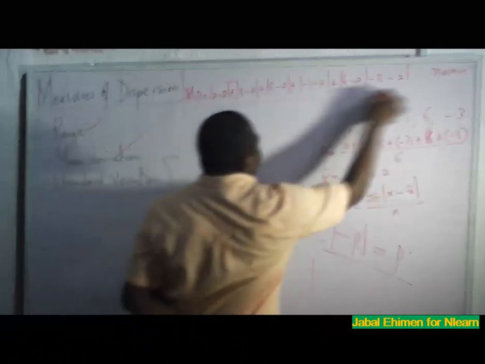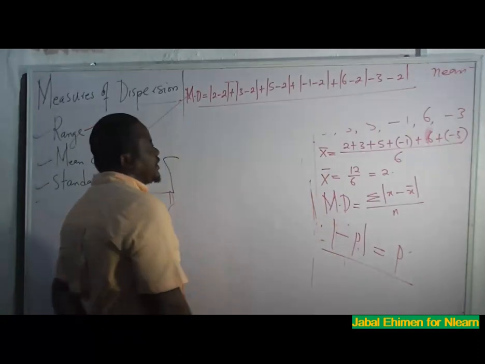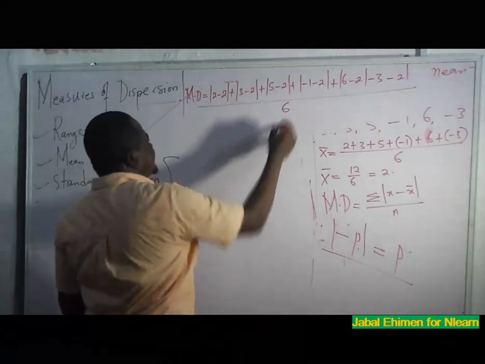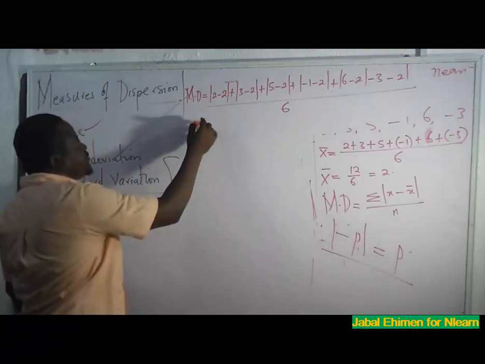So they are all x bars divided by their number. What's their total number? Their total number is 6. Now, let's take it from here.